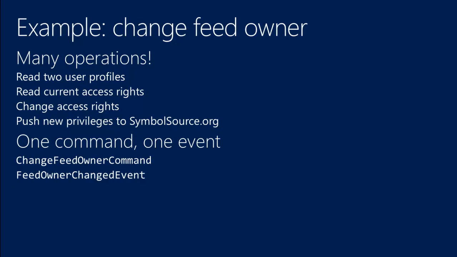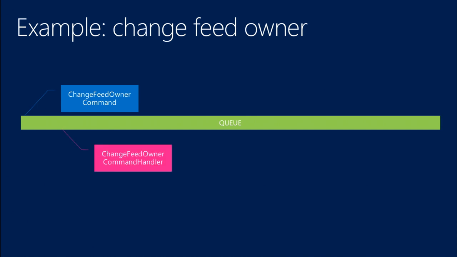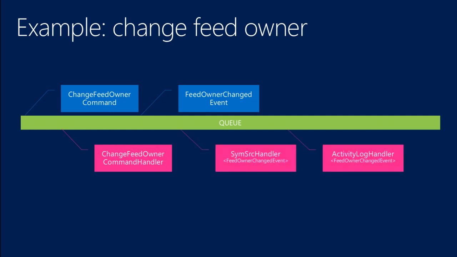Then we have a handler basically processing this command. And once that command is finished, we throw a feed owner changed event to the queue, to which other subscribers can subscribe afterwards. So an example for this change feed owner, we create a command there. We have a handler, so the change feed owner command handler, listening to those commands. It processes everything, and after processing, it publishes a feed owner changed event to the queue. This feed owner changed event is then consumed by our SymbolSource handler, which is our integration handler with SymbolSource, and it sees that the feed owner changed, so it knows it has to push updates to SymbolSource as well.